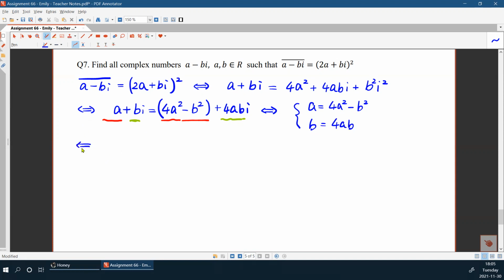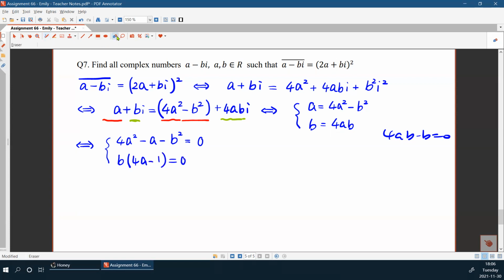Okay, so now we have a system of two equations, right? Two unknown quantities with two equations that should solve those two unknown quantities, right? So first of all, let's simplify the system. First equation is equivalent to 4a squared minus a minus b squared, right? And second, note b is a common factor, right? So if you put 4ab on the left, or put b onto the right, you will get 4ab minus b is 0, and b is a common factor, so b times 4a minus 1 is 0, right? You follow me?